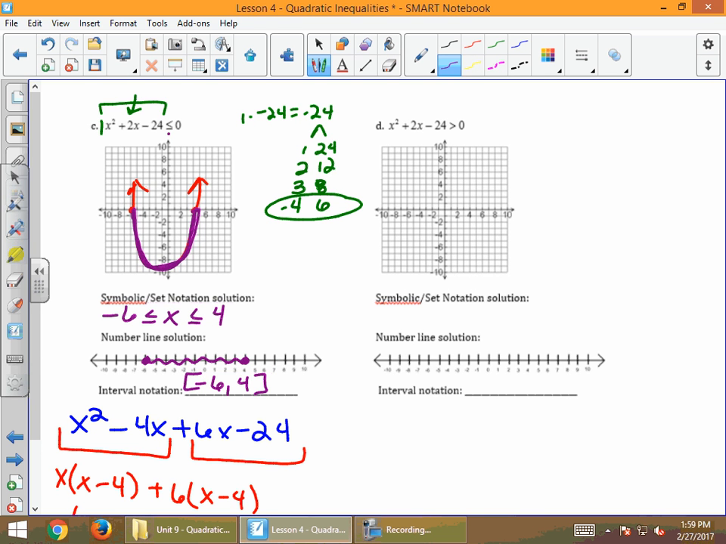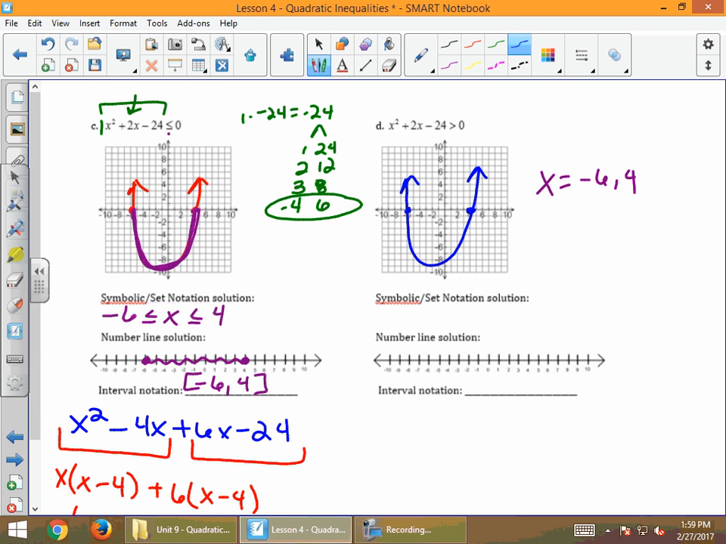For D, it's nice. It's the same exact quadratic, so we don't need to factor it again. It's going to be the same answer. So go ahead, regraph that one. Negative 6 and 4. And this is a rough sketch. This gives us a good visual.